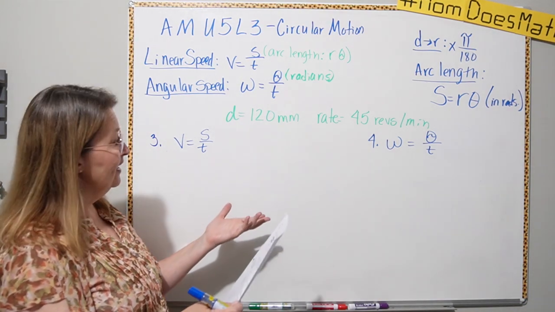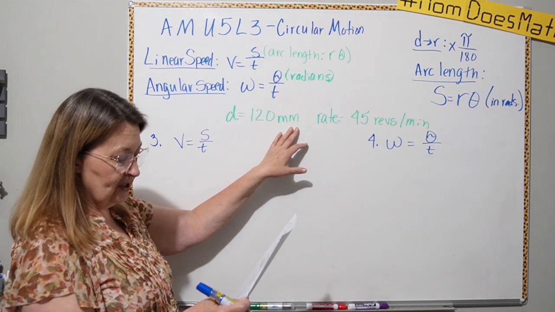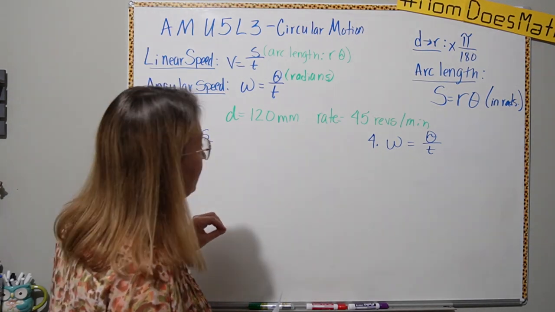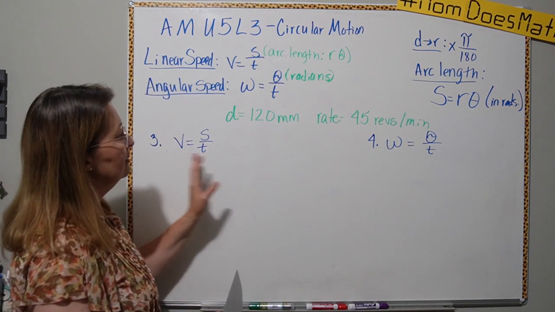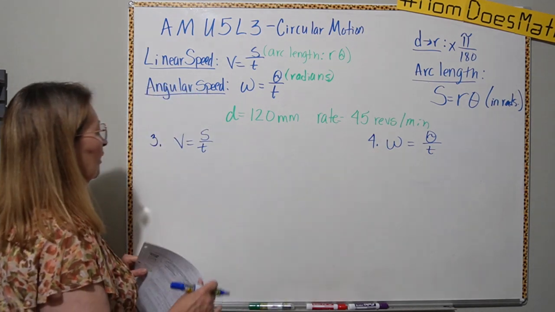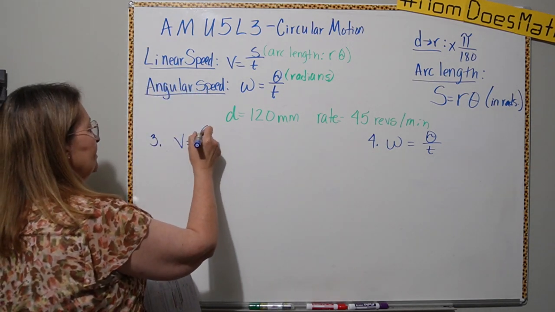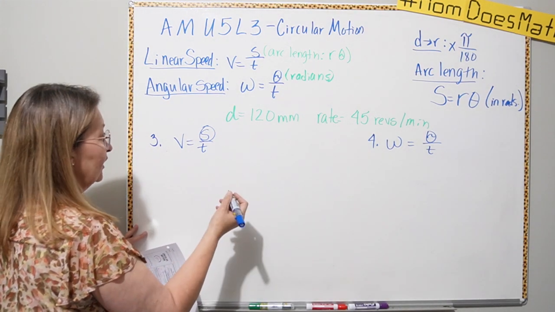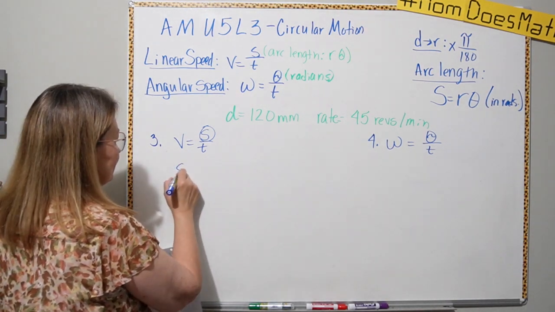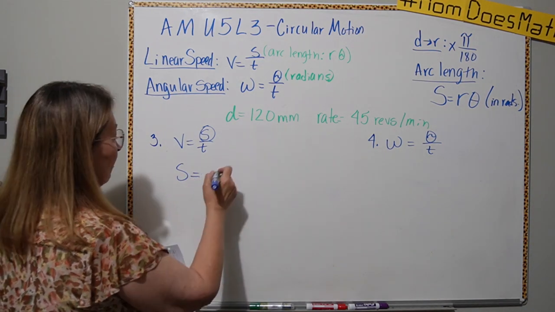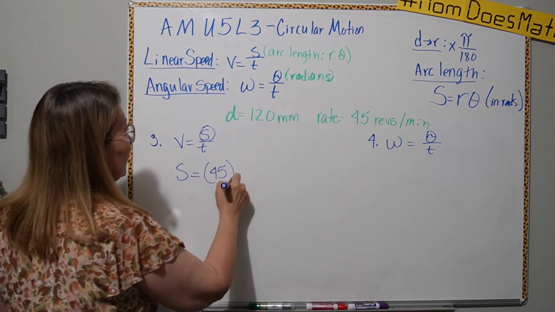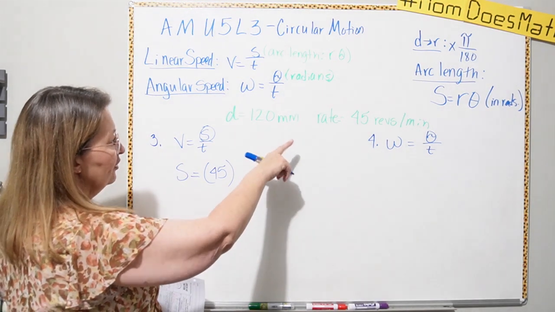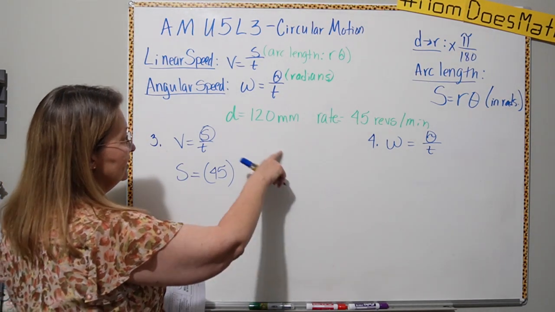Okay, for numbers 3 and 4, we have the same scenario again, and this time it's a CD that has a diameter of 120 millimeters, and it is rotating at a rate of 45 revolutions per minute. So we want to find the linear speed and the angular speed. All right, so for linear speed, I need my S, which is R times theta in radians. So S equals, how many revolutions have I got? 45. Now, what is my degree measure?